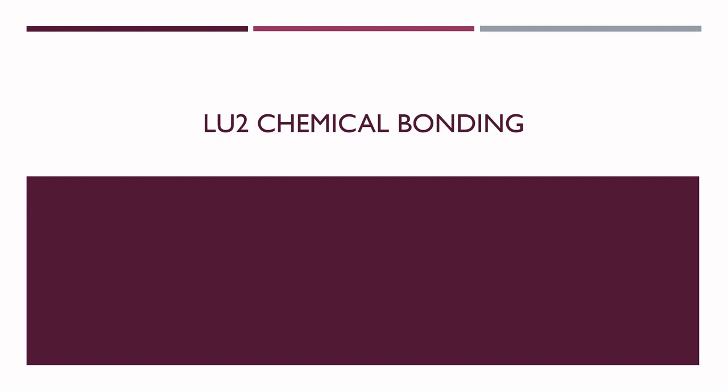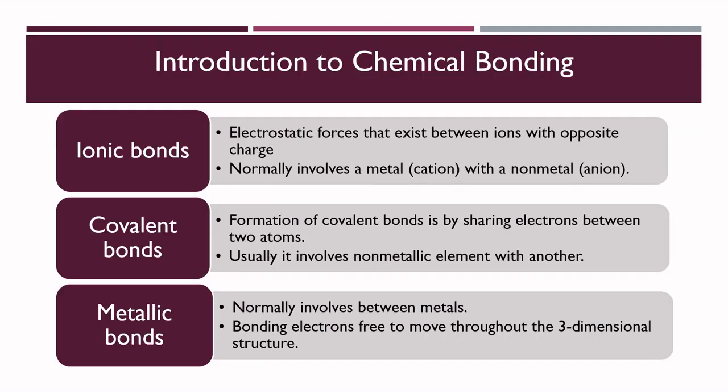In this learning unit, we will focus on the concept of chemical bonding. I believe you all have learned this before during your foundation or STPM or matriculation. Okay, let's take a look at the definition of chemical bonding. Chemical bonding can be categorized into three different groups, which are ionic bonds, covalent bonds, and metallic bonds.